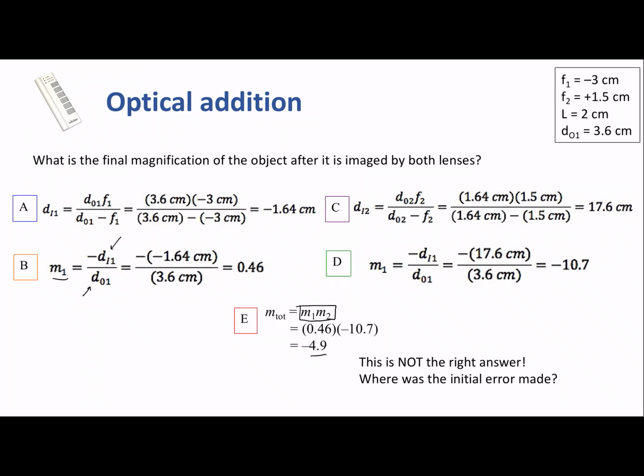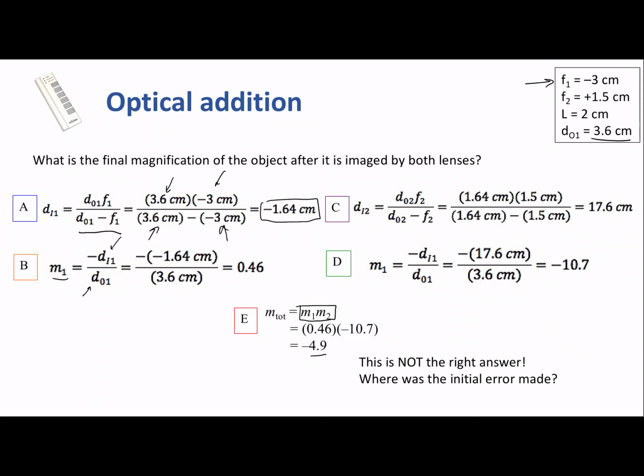Okay. So let's go through this a little bit. So step A, we are finding the image distance for that first lens. And we're using this handy equation that I've given you on a couple of occasions already. Well, we know the initial object distance, plug that in. We know the focal length of the first lens, plug that in, put the same numbers down here, and we get this. So far seems okay.